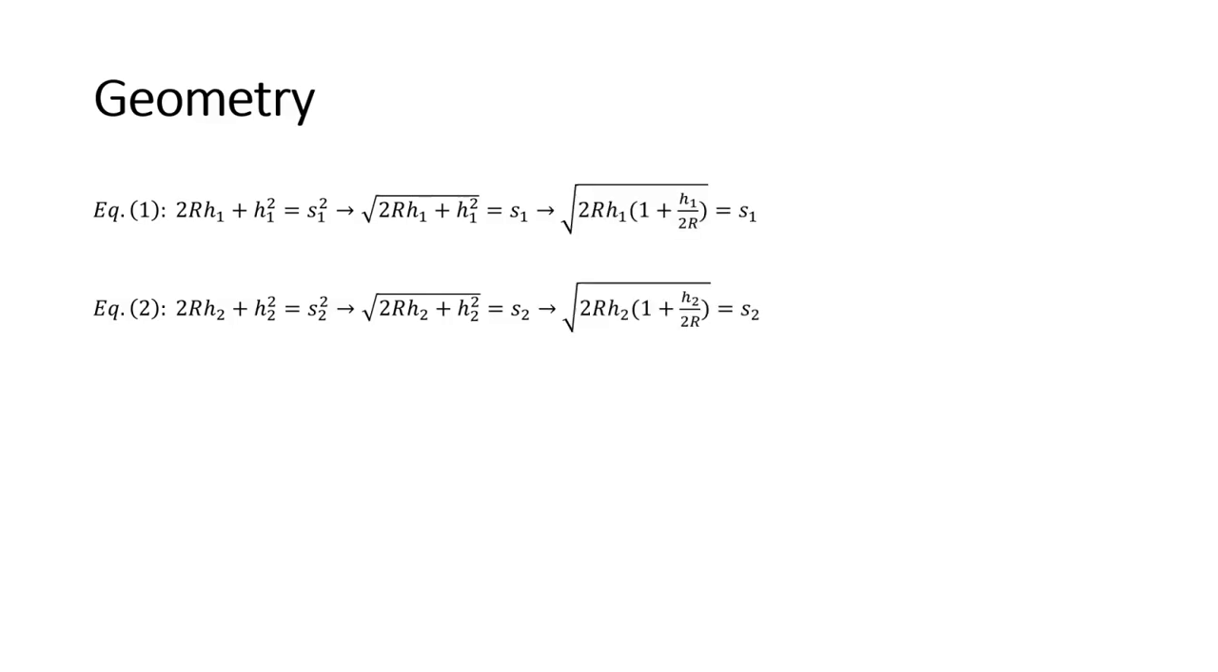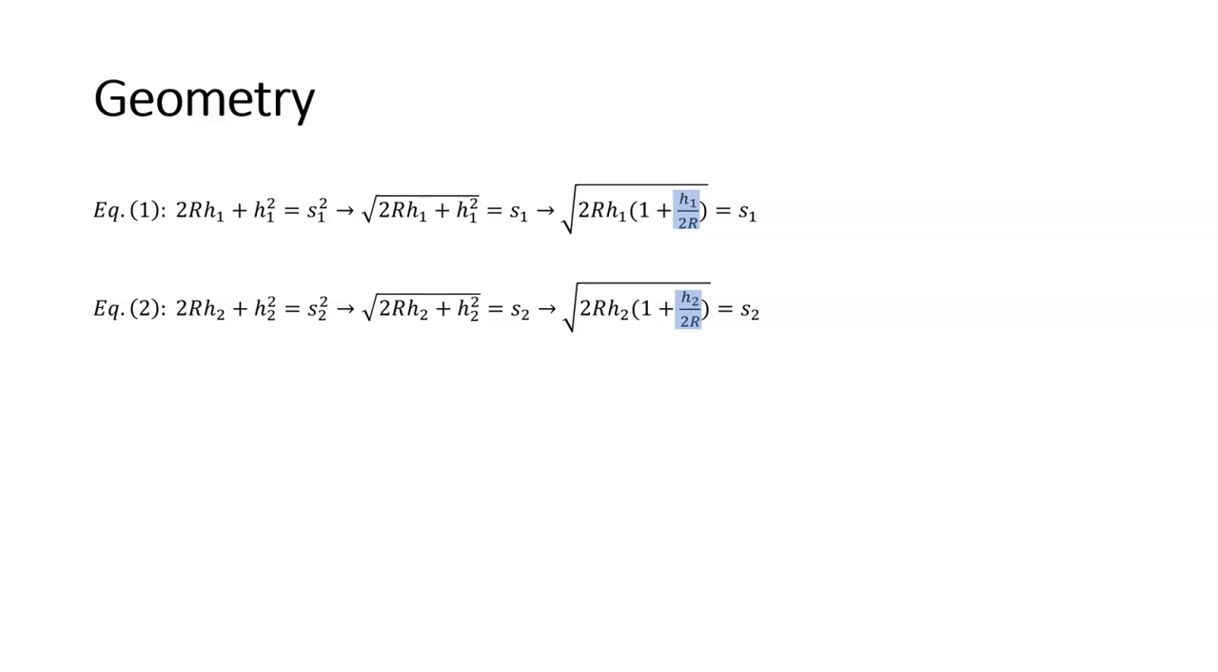Okay, let's work more on these equations and try to simplify them more. We take a square root of both equations from both sides. Then the next step is to factor 2Rh1 in equation 1 and 2Rh2 in equation 2. Why do we do that? That's because of the values of these two ratios, h1 over 2R and h2 over 2R.